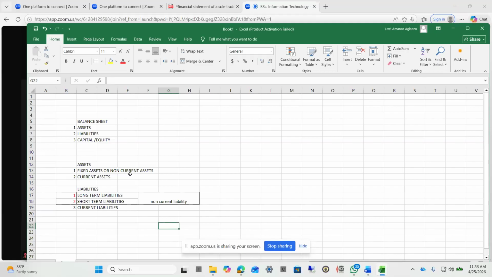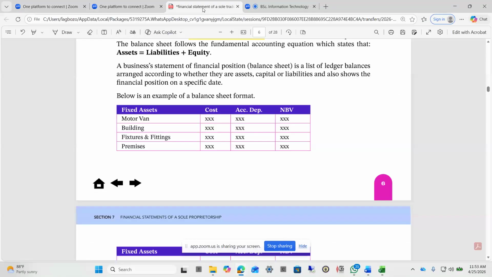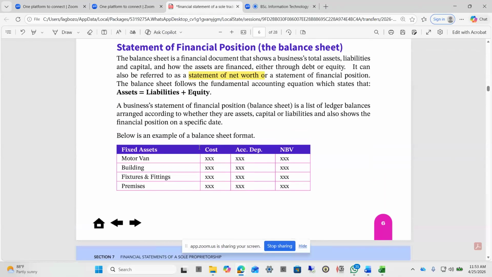So those are the classifications. I just want to draw your attention to these things, then we go back to it. So now we see that the balance sheet is fundamentally based on the accounting equation. That is what makes it a balance sheet, and it shows your state of affairs or your financial position at any given time.